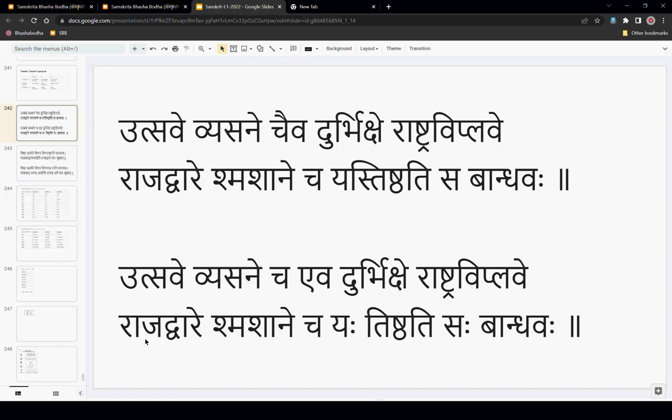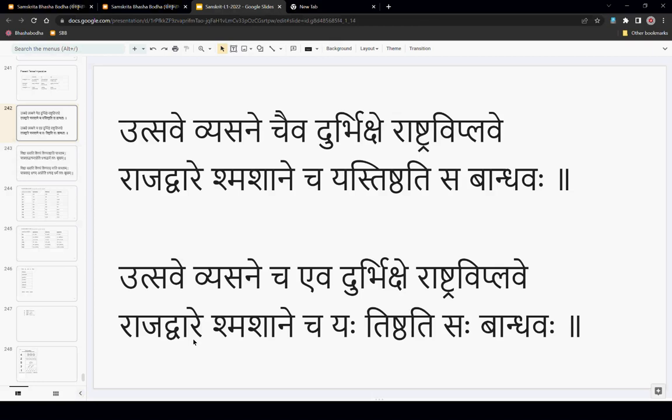Then rajadvare. Rajadvare shmashane cha. Yaha tishtati sa bandhavah. Rajadvare means door of the king, which means palace. Palace, yes. And shmashane. Shmashanam is the cremation ground, where the dead are cremated. So rajadvare shmashane are used here as a pair, symbolically. Cremation ground means somebody's death has happened, so again these are bad times or grief.